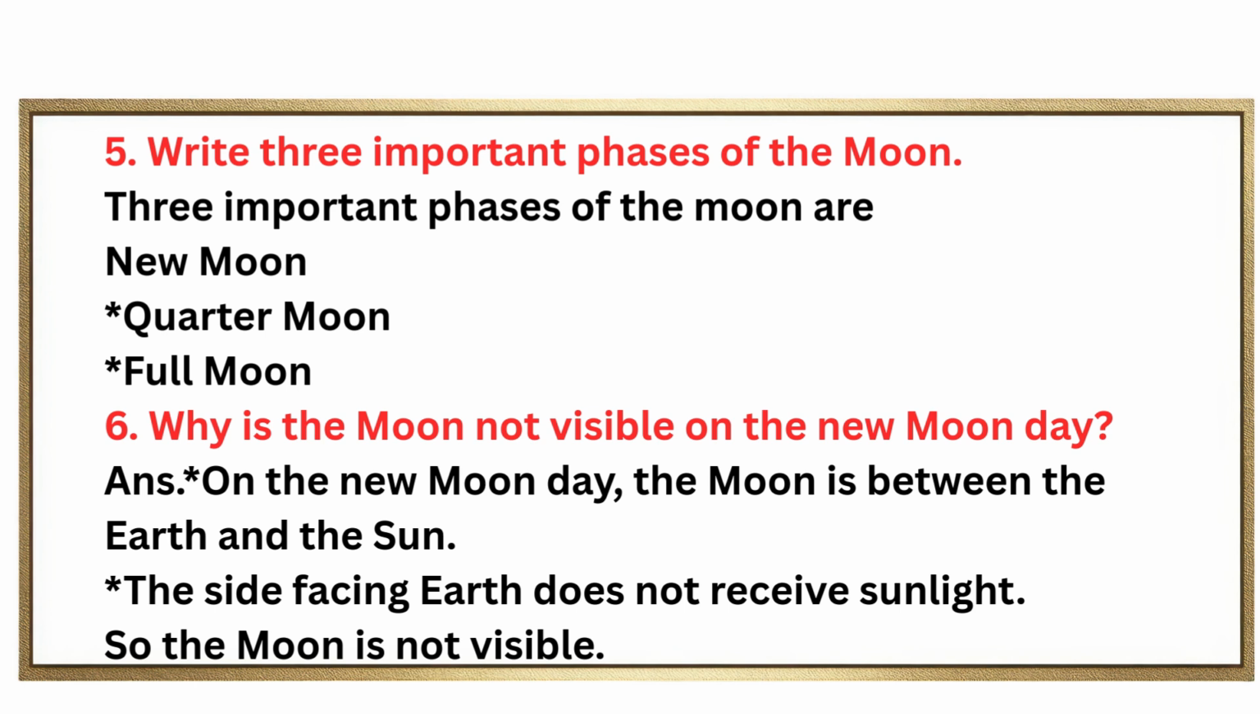Question number 5. Write 3 important phases of the moon. The important phases of the moon are new moon, quarter moon, full moon. Question number 6. Why is the moon not visible on the new moon day? Answer. On the new moon day, the moon is between the earth and the sun. The side facing earth does not receive sunlight. Therefore, the moon is not visible.